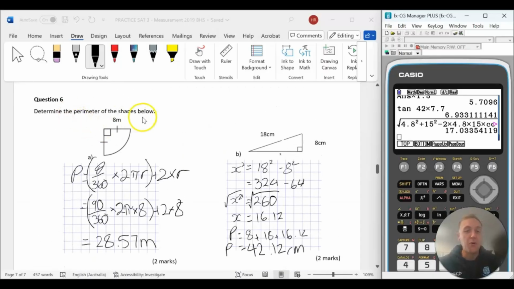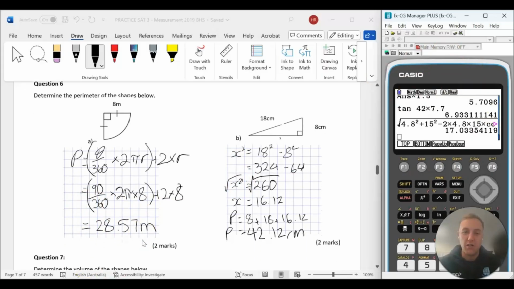All right, determine the perimeter of the following shapes. Now, the formula that we gave you in class was for that arc, all right? So that is this formula here. But because we need to add the two sides, the two slices of the pie, we have 2 times r added on at the end. So our angle over 360, this is a right angle. We know that because of that square there. It means it's 90 over 360 times 2 pi r plus 2 times r. We chuck that into our trusty Casio calculator and it would give us 28.57 meters.